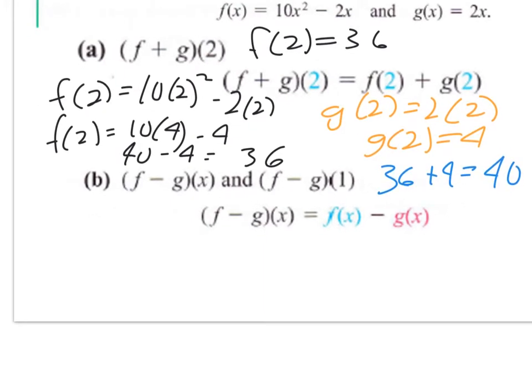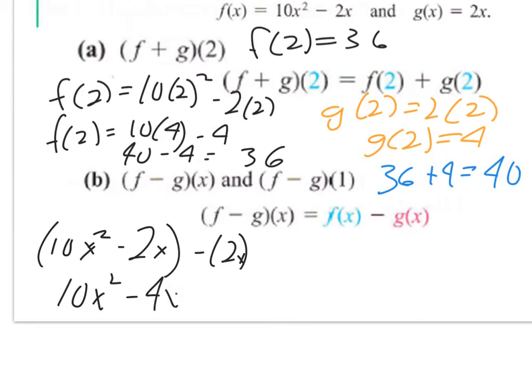Looking at doing f minus g of x, in here we're actually doing two things. We're finding f minus g of x and f minus g of 1. So doing the f minus g of x is just f of x minus g of x. So I would just take the 10x squared minus 2x and subtract g of x, which is just 2x from that. Not much to distribute the negative over. We just end up with 10x squared minus 4x. So that's f minus g of x.